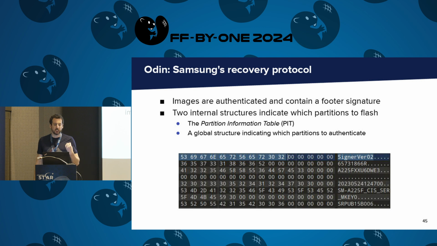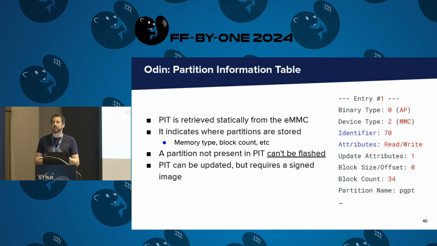The partition information table is actually placed at a static address in the eMMC, and it describes the partitions. Each partition has an entry in the PIT. You see an example on the right. It gives some information such as the size of the partition, the name, where it starts, and so on. A partition that is not present in the PIT cannot be flashed through Odin. Although the PIT can be updated, as you can imagine, it requires a signed image.